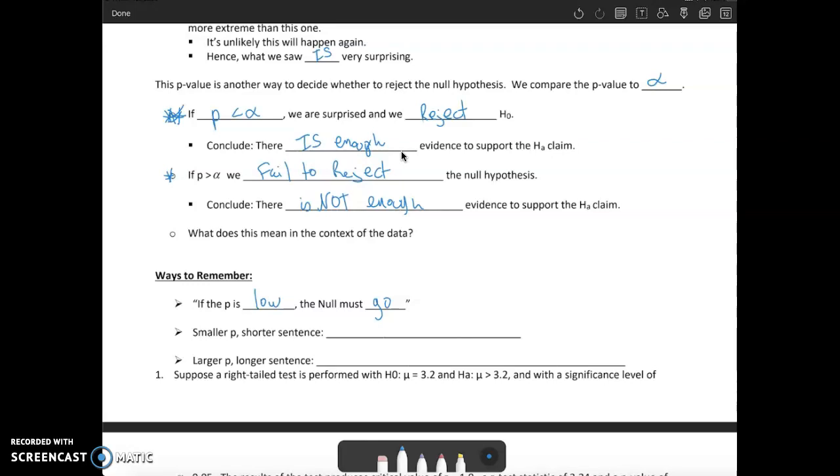Also, just the simple idea that when you have that smaller p, you're going to have a shorter sentence. So when p is less than alpha, that's your small p, then you have the shorter sentence, which is simply that I reject the null. Very short and sweet. But a larger p-value results in a longer sentence, which is the fail to reject scenario. So we fail to reject the null in that case. And that can kind of help you to remember what to do when.